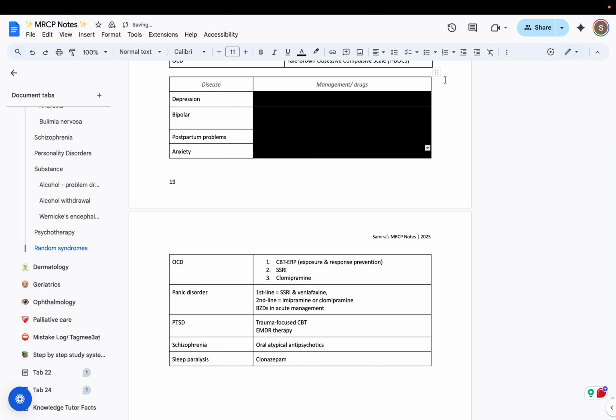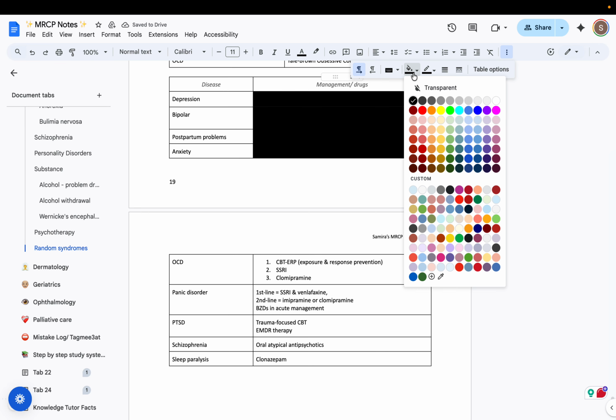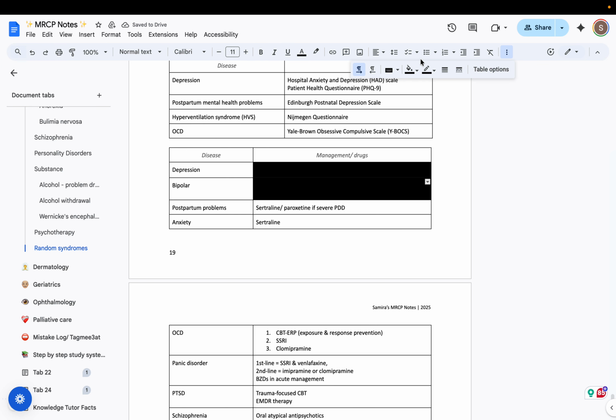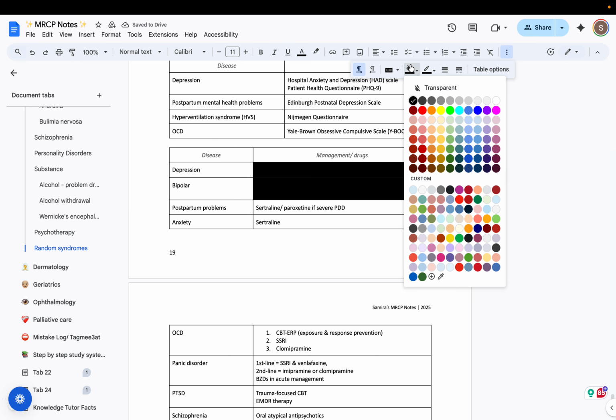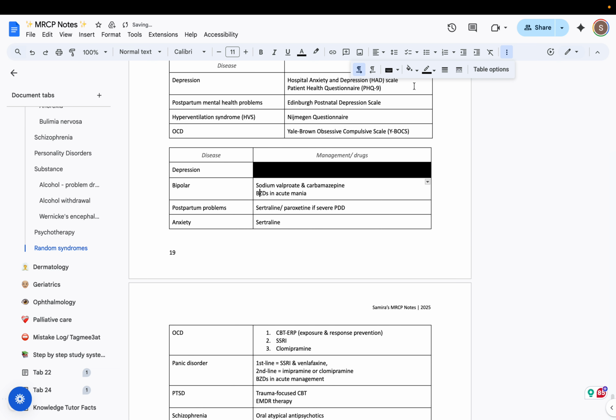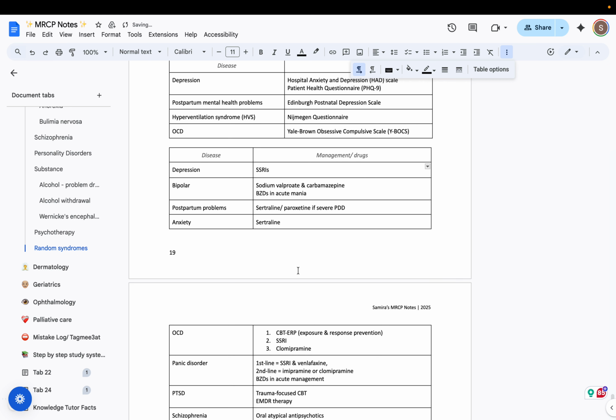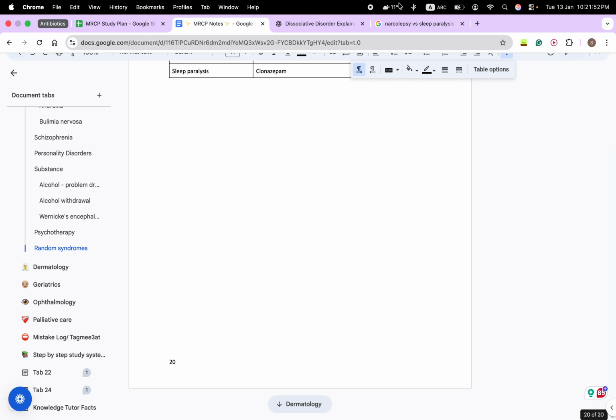Okay, anxiety would be sertraline. Postpartum problems would also be sertraline, and paroxetine if it's severe. Bipolar would be lithium or an antipsychotic as a first line, second line would be sodium valproate. And if it's an acute mania, it would be benzodiazepines. Depression is SSRI, citalopram or something. Okay, I'm done. Bye.